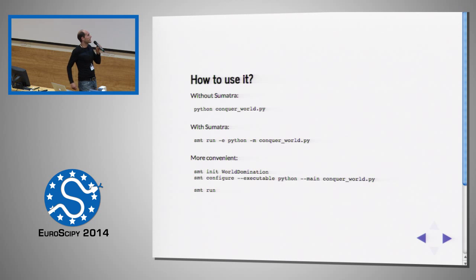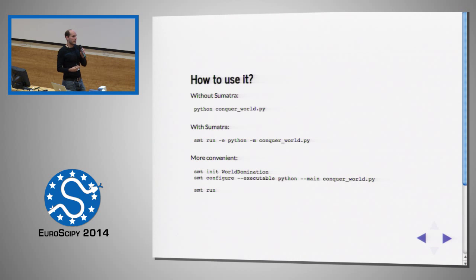So how does it work? Basically, if you have a script that helps you conquer the world, you just call it with Python: you just say python script name. With Sumatra, you basically run the script through Sumatra. You tell it the executable is Python, the main script is conquerworld.py, and it just runs it.